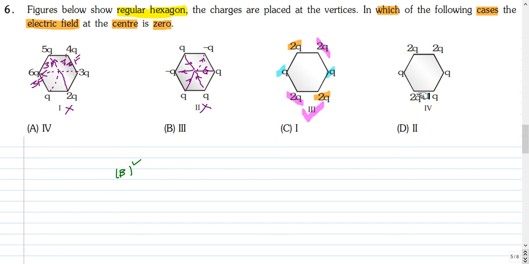Let's check the fourth case also. In the fourth case, force due to this 2Q and this 2Q will cancel. They will exert equal repulsive force in the opposite direction, and force due to this and this will cancel, but there will be net force due to these two combination. So there will be a net repulsion in this direction, so 4 is also not correct. So the correct option is case 3, which is given as option B.